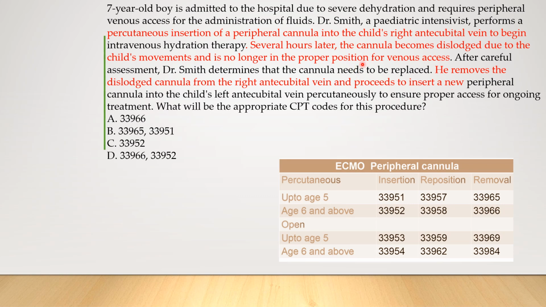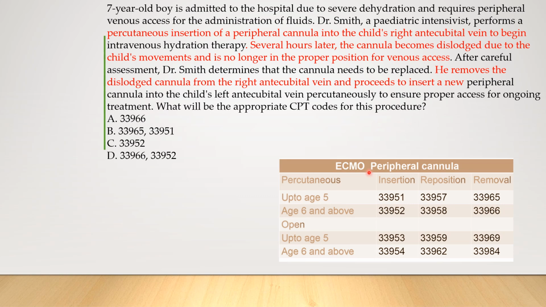Several hours later, the cannula becomes dislodged due to the child's movement and is no longer in the proper position for venous access. After careful assessment, Dr. Smith determines that the cannula needs to be replaced. He removes the dislodged cannula from the right antecubital vein and proceeds to insert a new peripheral cannula into the child's left antecubital vein percutaneously to ensure proper access for the ongoing treatment. What will be the appropriate CPT code for this procedure?